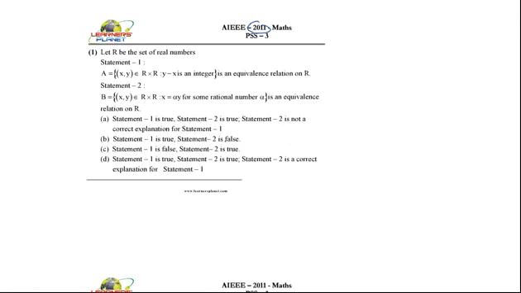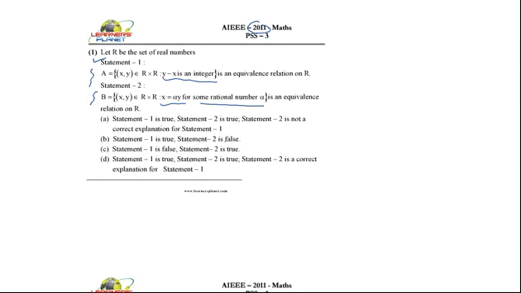This time the question says that we have been given two statements. Statement 1 says that y minus x is an integer, that is for A, and for B we have x is equal to alpha y for some rational number alpha, and we need to find whether they are equivalence relations on R or not.